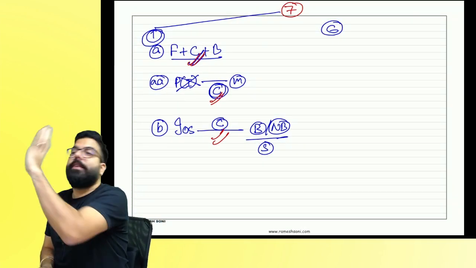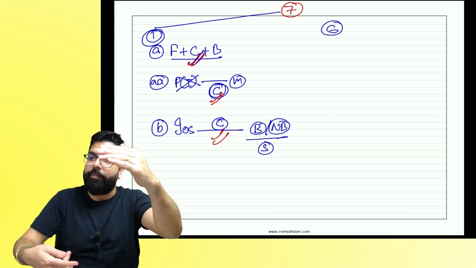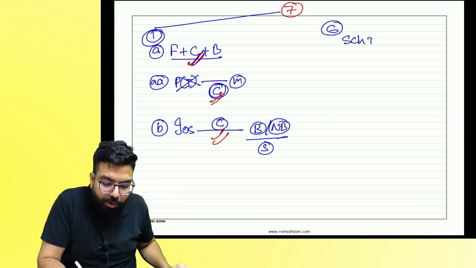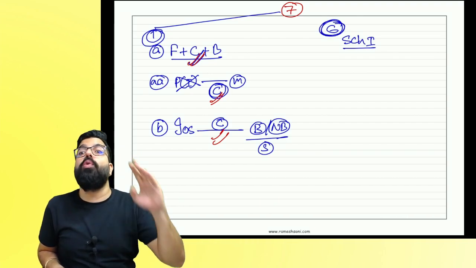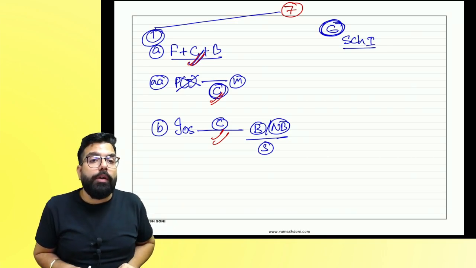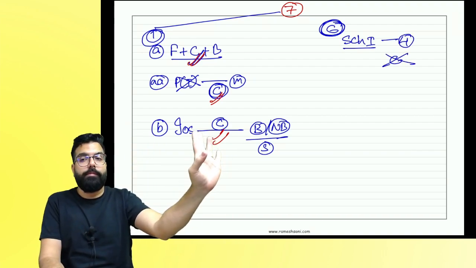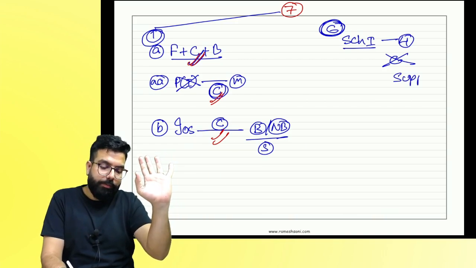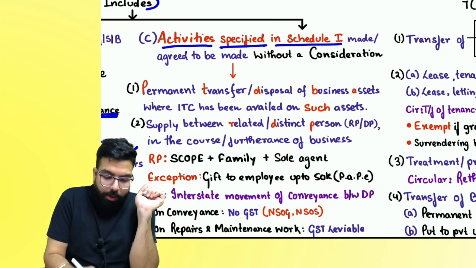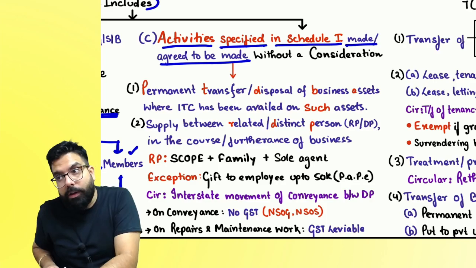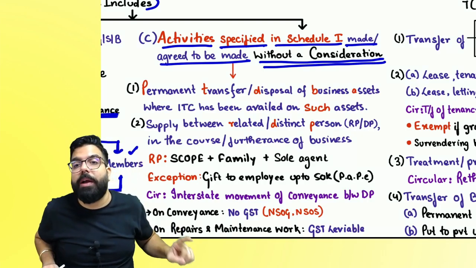Now the next step is section 7.1 C, which tells us about 4 activities. They have given one annexure, the name of the annexure is Schedule 1. So in section 7.1 C they are telling that whatever activity is told in those 4 activities in Schedule 1, even if there is no consideration, still it will be a supply. Are you clear, everyone? What does it say? Activities told in the schedule, made or agreed to be made. You do it or you say I will do it. Without a consideration also, it will become a supply.